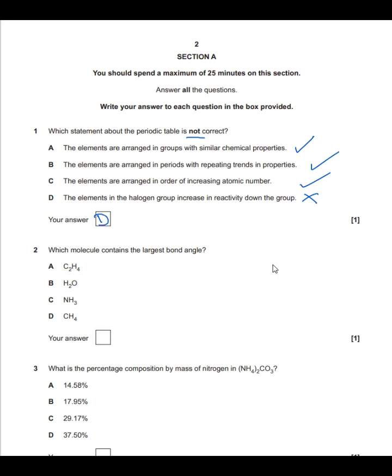Question 2, I would address this one by writing down the shape, and then we have to recall what the bond angle for each of them are. So we have an ethene molecule here. There are 3 bonding pairs, no lone pairs. So we've got a trigonal planar, and within that, the bond angle is 120 degrees.